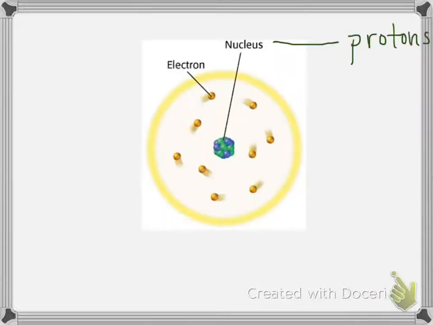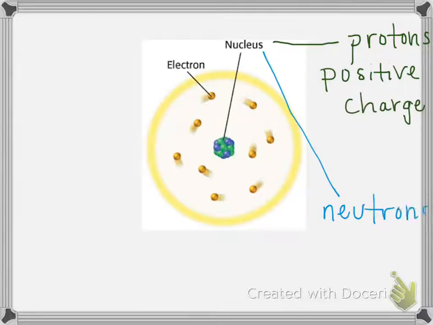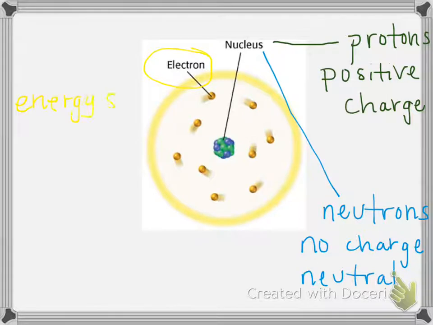So what does an atom look like? Well, if we look at the inside of an atom, in the middle we have the nucleus. And the nucleus consists of protons, which are positively charged, and neutrons, which have no charge at all. So inside the nucleus we have two types of particles, protons and neutrons.